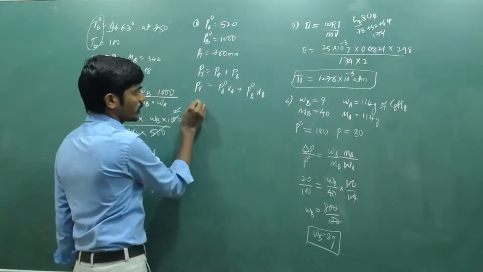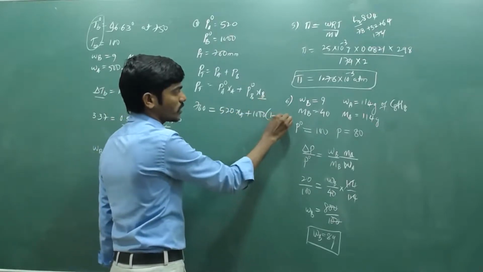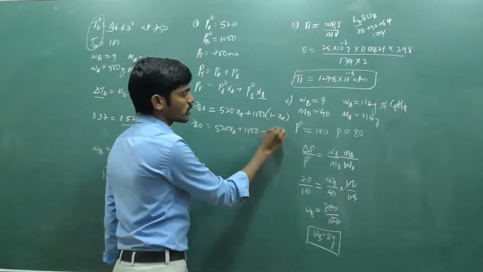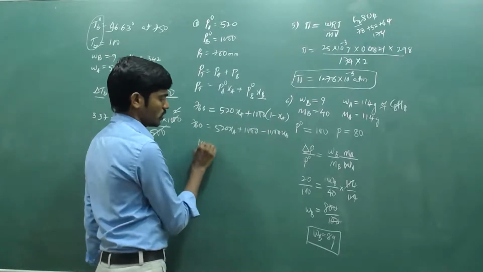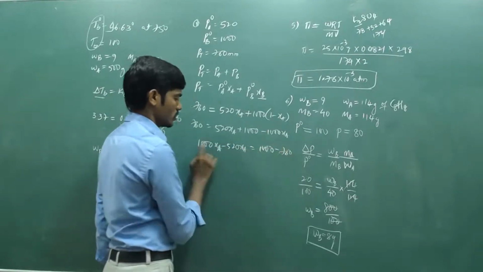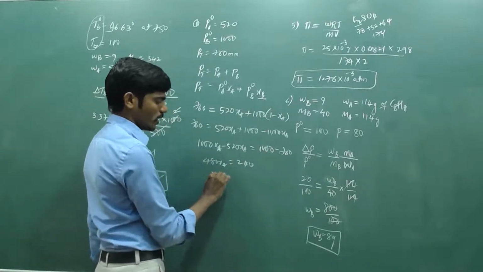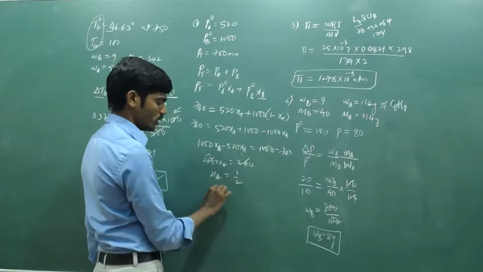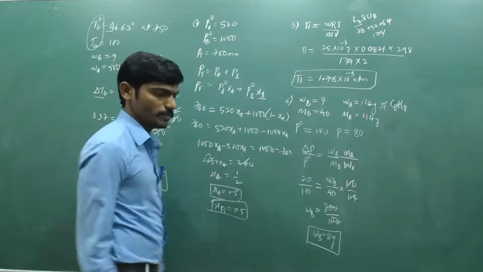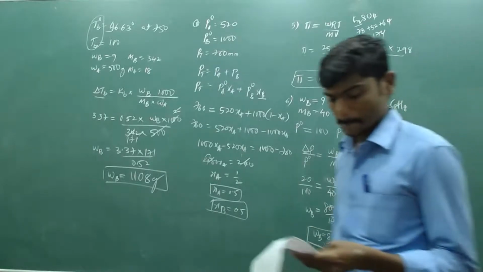I want to calculate XA and XB. So P is 760. 520 into XA plus 1000 into, in place of XB shall I write 1 minus XA. So it is 760 equals 520 XA plus 1000 minus 1000 XA. So here 1000 XA minus 520 XA is equal to 1000 minus 760. 480 XA is equal to 240. XA is equal to 240 by 480, so that is 1 by 2. XA is equal to 0.5. When XA is equal to 0.5, XB is also 0.5. The mole fraction of A in the mixture is 50%.